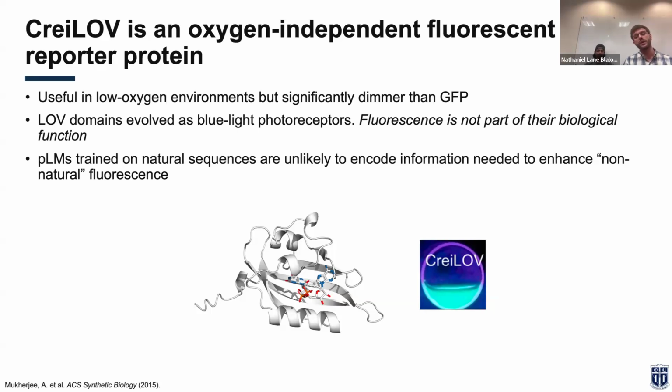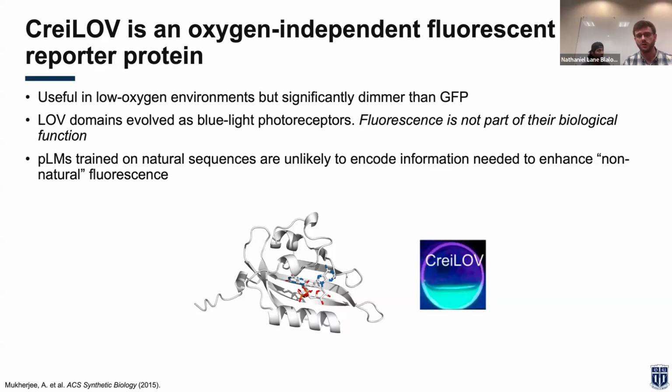But an issue is both natural and engineered variants of CreiLOV are substantially dimmer than GFP. So they're actually quite hard to use in the lab. Actually, Dr. Romero's wife, Dr. Venturelli, her lab has tried to use this protein and found it quite hard to use because it's just not very bright. And another thing to note about this is the LOV domain in CreiLOV that allows it to be fluorescent was actually evolved as a blue light photoreceptor, so fluorescence is not actually part of its biological function.